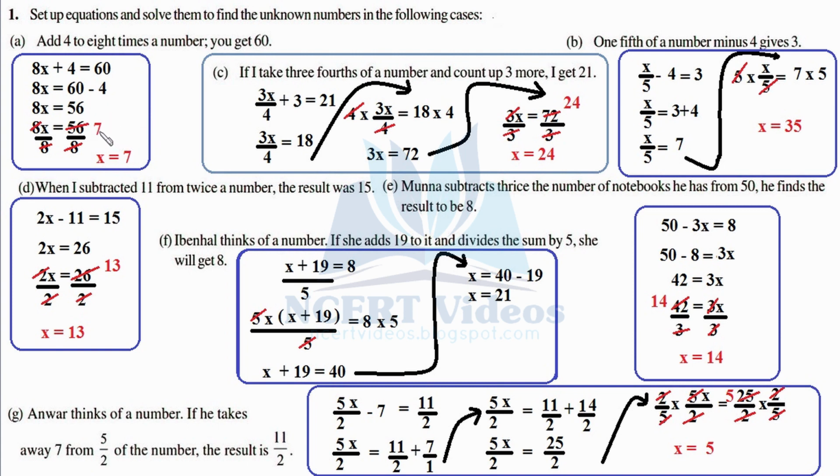We'll also check our solution in this exercise. How to check whether your answer is correct or not: place this value of x here. So 8 7s are 56 plus 4 is 60. Therefore left hand side is equal to right hand side. Therefore your solution x equals 7 is correct for this equation.